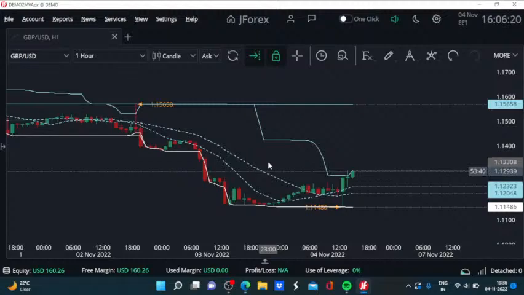So that's my assessment of these price dynamics unfolding in today's session using the correlation and regression analysis.